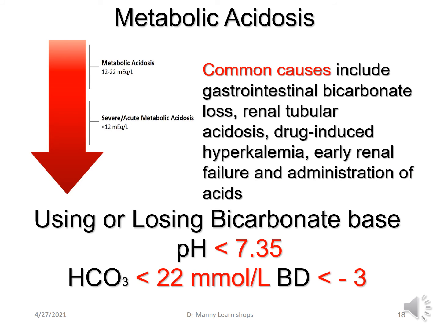Then we've got metabolic acidosis. And common causes for this are gastrointestinal bicarbonate loss, which is more common in pediatrics than it is in adults. And they can lose a lot of bicarbonate in diarrhea, even in some forms of vomiting. You've got renal tubular acidosis, drug-induced hyperkalemia, early renal failure and administration of some acids.